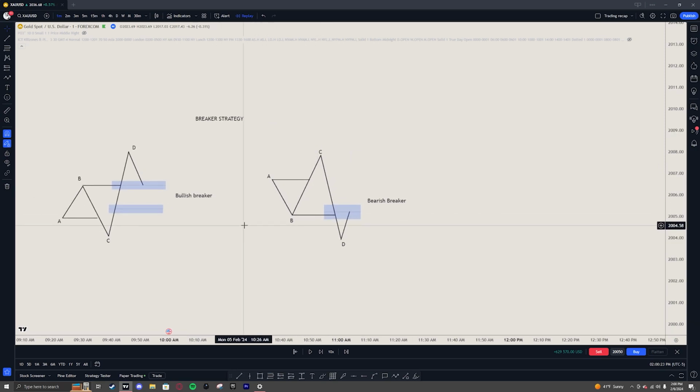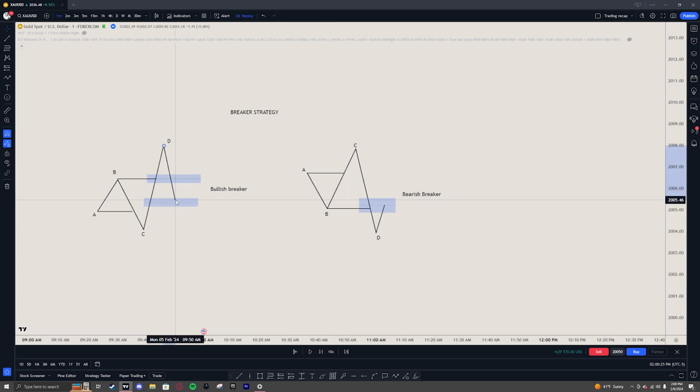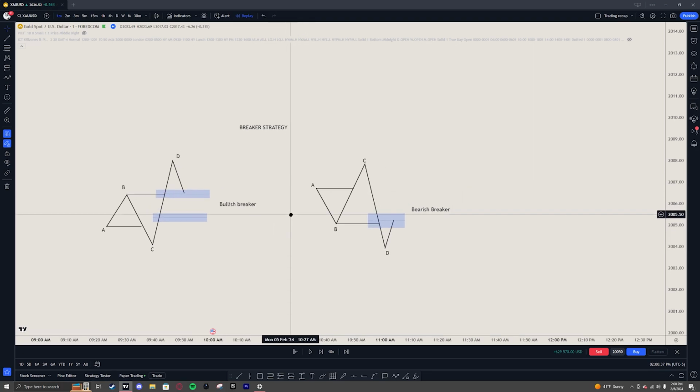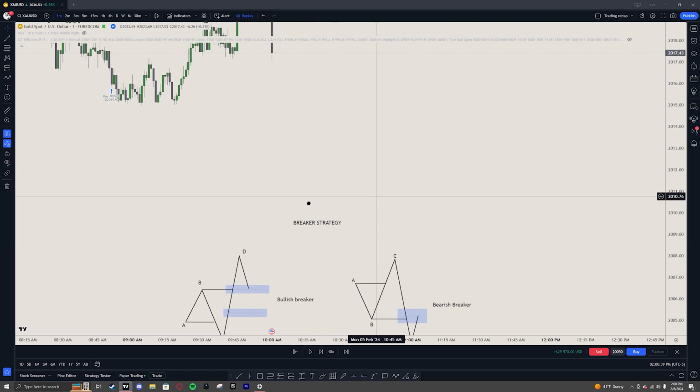Okay, there it is. So potentially, of course, ideally, you would want to see the second one get filled. But I'm just explaining certain scenarios. There will be times where you just get this. Okay, perfect. So now I want to show you on a live chart.